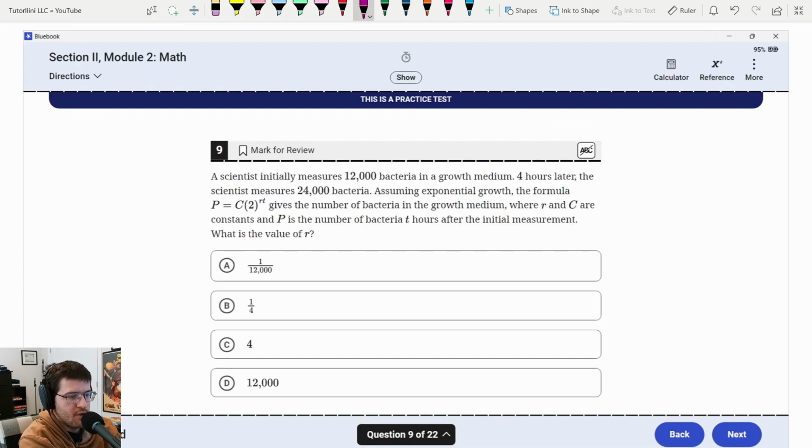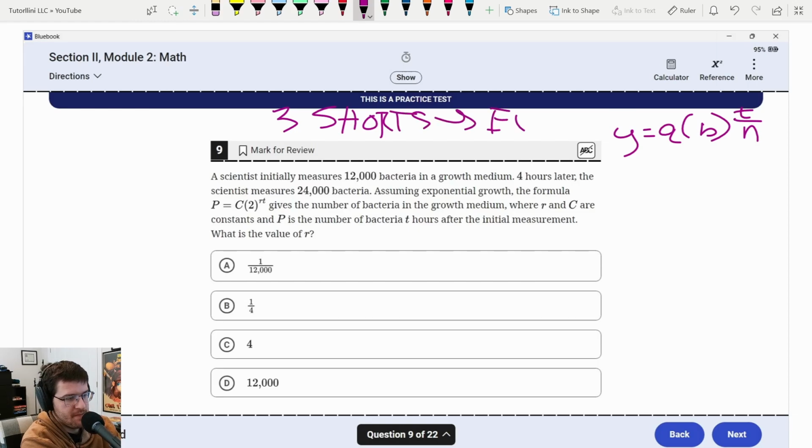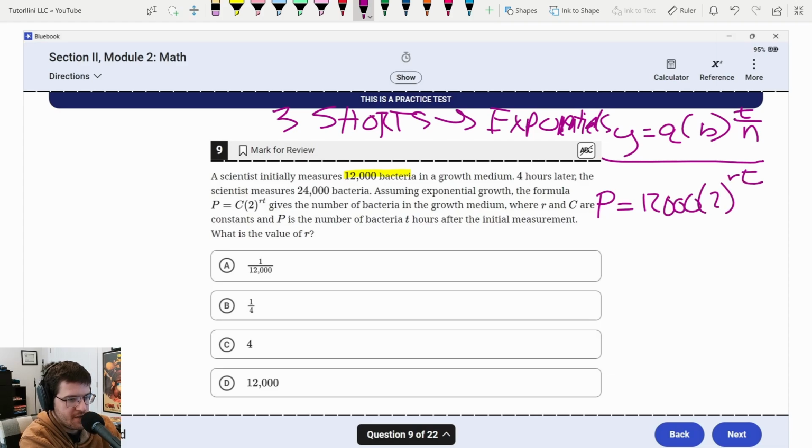Okay, question 9. Whenever we have an exponential that looks like this, which I go over in my shorts, I got 3 shorts, exponentials plus time. Definitely go check those out. Go to my shorts tab. Whenever it looks like that, the number in front is the initial amount. So we have P, they tell us we have 12,000 bacteria initially. 12,000 times 2 to the RT. So that's what C is.